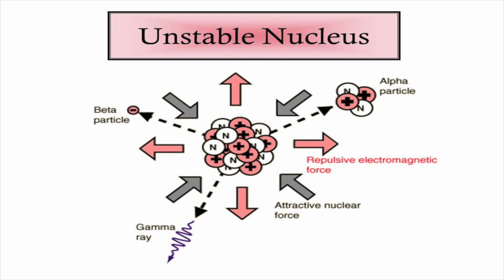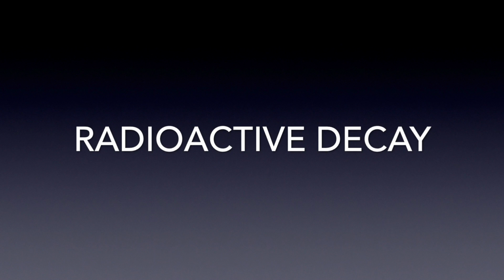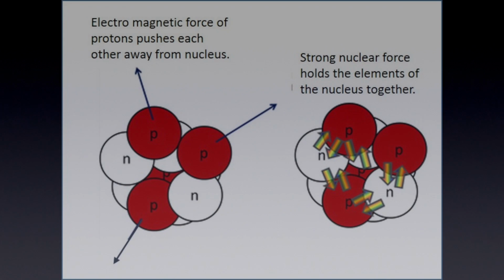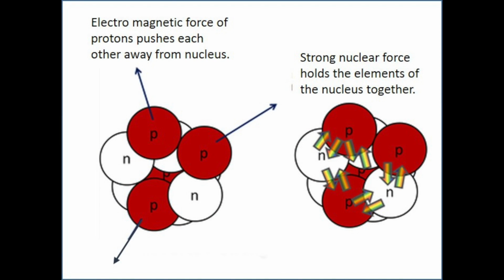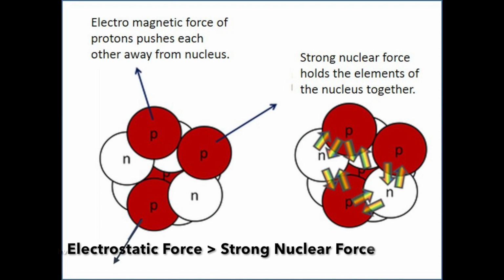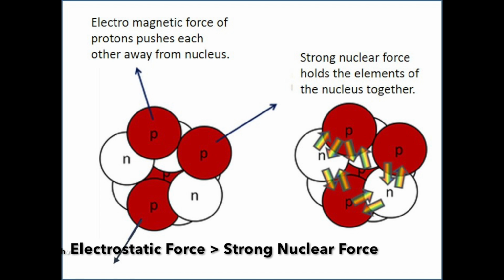Ionizing radiation can occur when the nucleus of a radioisotope spontaneously changes its nuclear structure, or disintegrates, releasing energy. This process is known as radioactive decay, and occurs when the electrostatic forces within the nucleus, which is the force of attraction or repulsion due to electric charges, overcomes the strong nuclear force, which is the force holding the nucleus together.